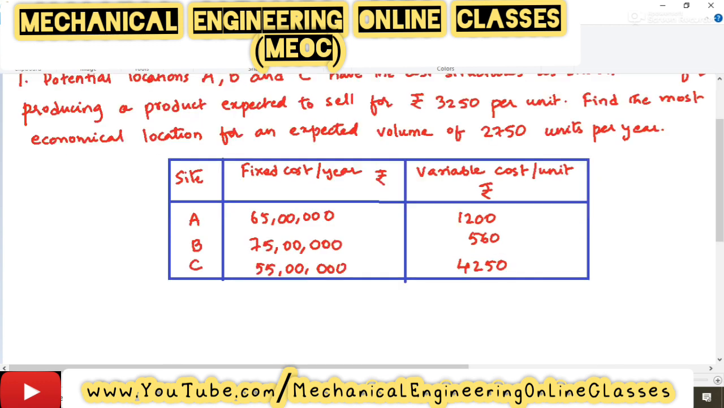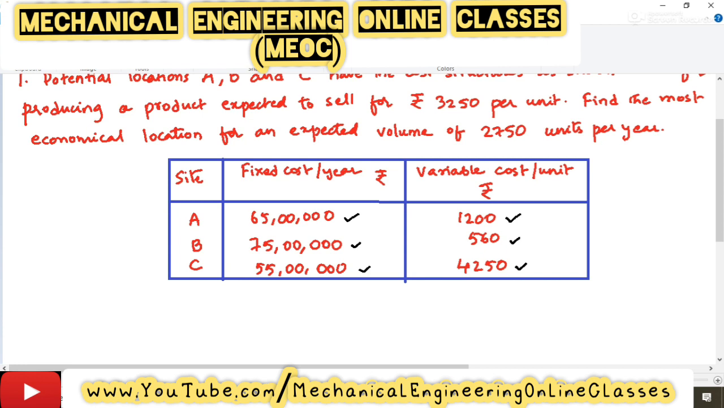So the information is tabulated here. For site A, the fixed cost per year in rupees is given as 65 lakhs and the variable cost per unit is given as 1200 rupees. For site B, the fixed cost per year in rupees is 75 lakhs and the variable cost per unit is 560. And for site C, the fixed cost per year in rupees is 55 lakhs and the variable cost per unit is 4250 per unit.